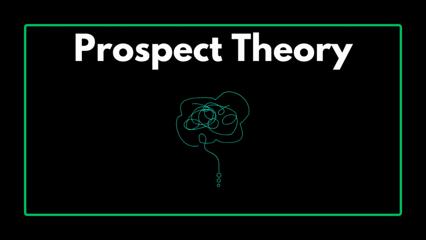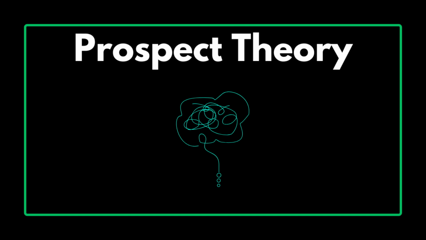Prospect theory is a psychological and economic theory that explains how people make decisions when faced with uncertainty, especially when dealing with gains and losses. Developed by psychologists Daniel Kahneman and Amos Tversky in the 1970s, this theory challenges the traditional idea that people always make rational decisions based on logic and expected outcomes.